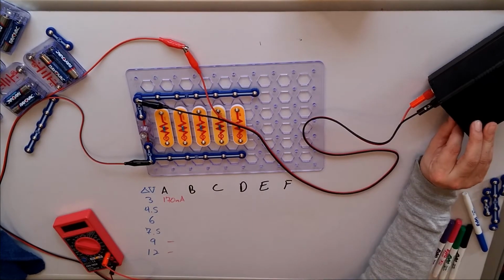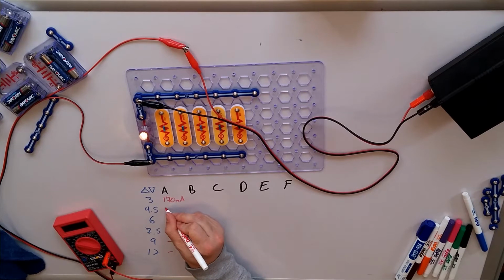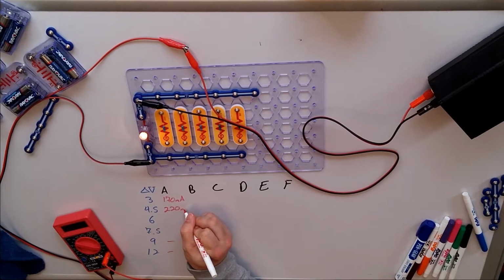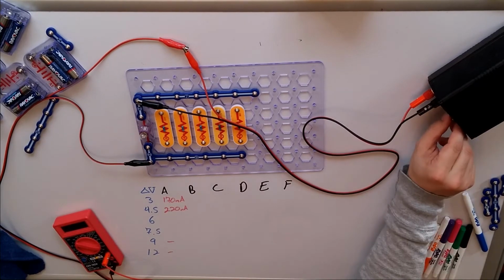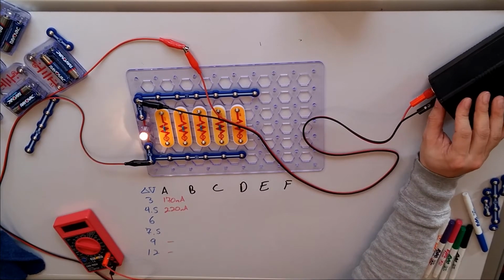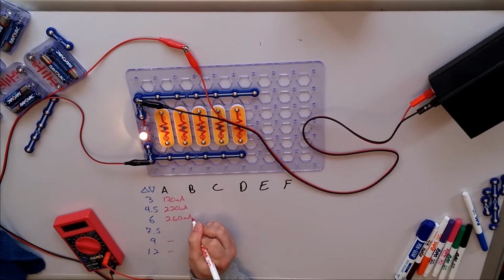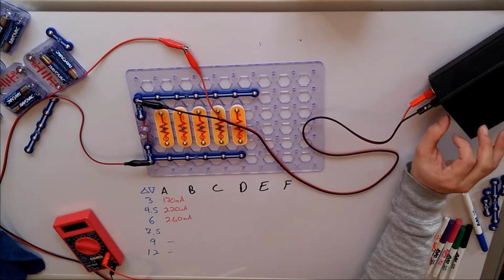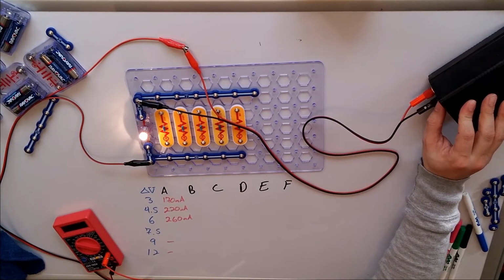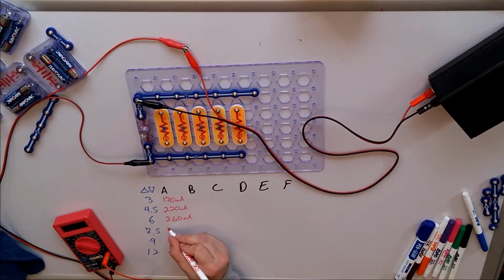Here's what I'm going to do. Bump it up to 4.5 volts. And I get 220 milliamp. I'm going to keep recording these in milliamp for the time being. 6 volts. You'll notice that the bulb is getting brighter. Please take note of that. 260 milliamp. 7.5 volts. 300 milliamp.